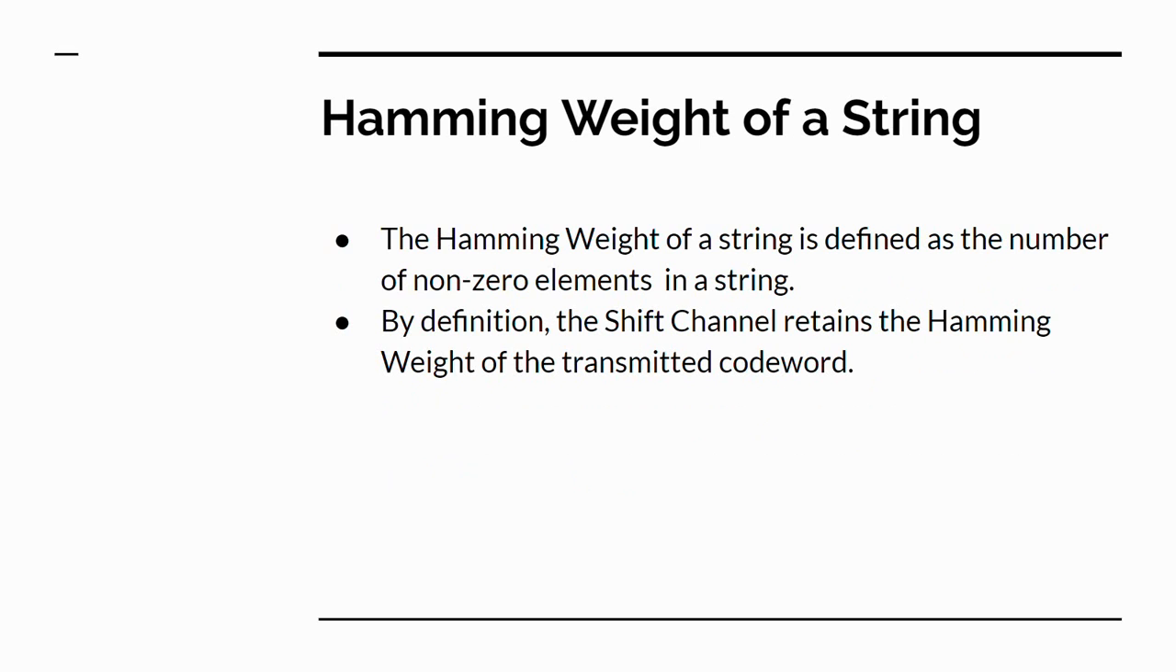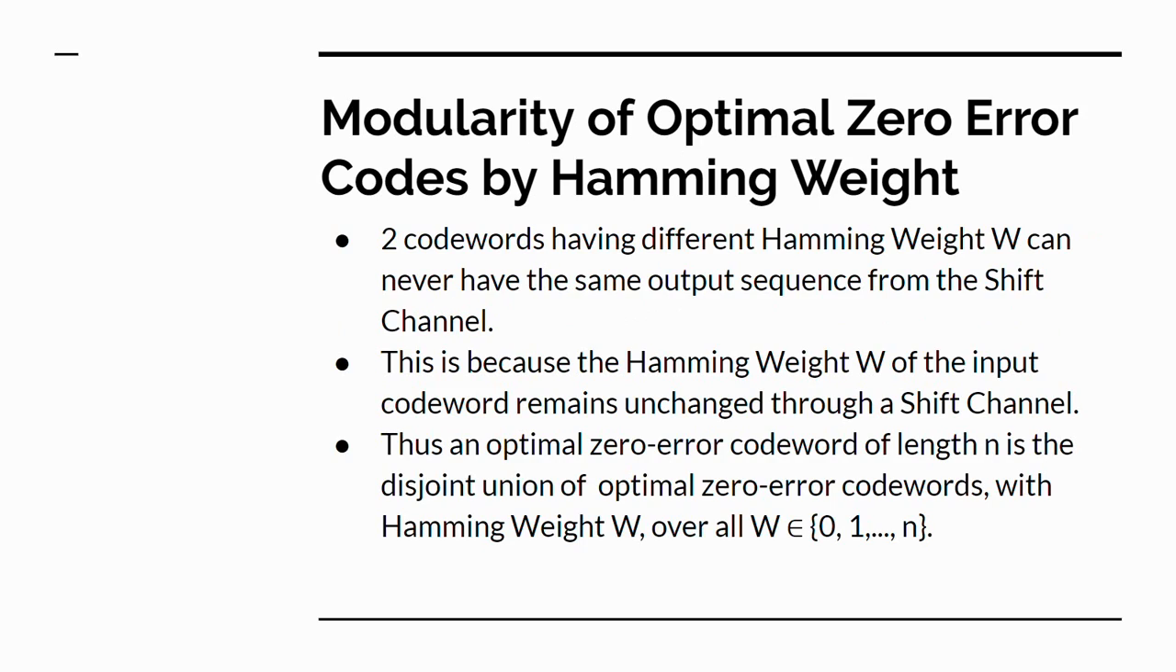And so now we define what's called the Hamming weight of a string, which is defined as the number of non-zero elements present in the string. And by definition, since the shift channel cannot add or delete any non-zero elements, the Hamming weight of the transmitted code and the input code is the same.